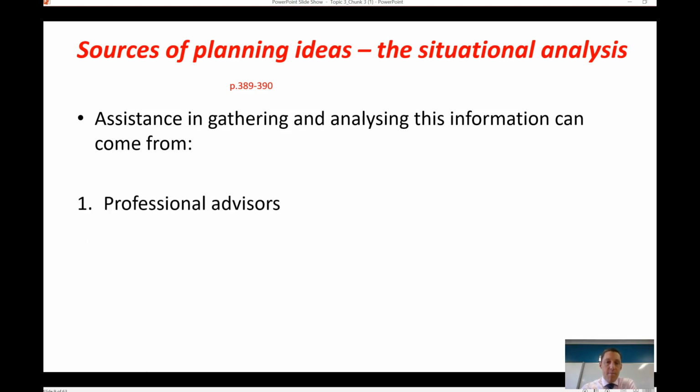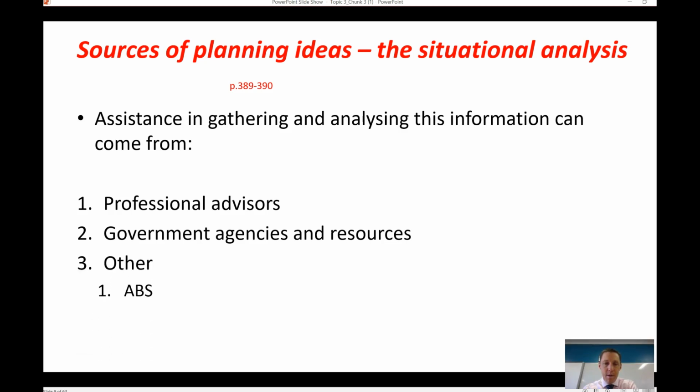That information can come from professional advisors. So the business owners may well consult with someone outside the business who can provide some advice in relation to the planning for that business. You may well go to government agencies and utilise some of their resources, statistics from the Australian Bureau of Statistics or various government departments, to gather some information, not necessarily advice, but statistical information, demographic information that might help in the planning process for that business.